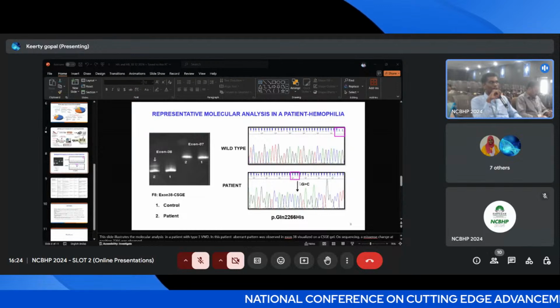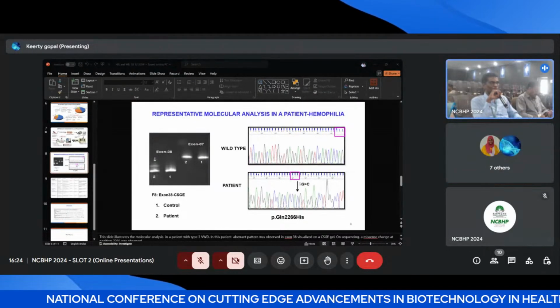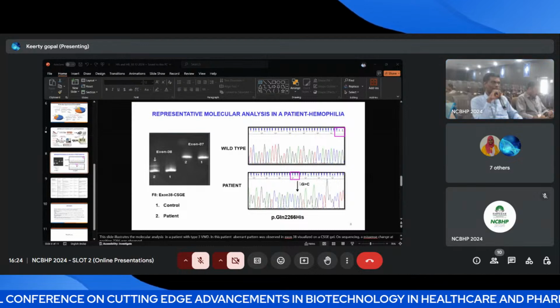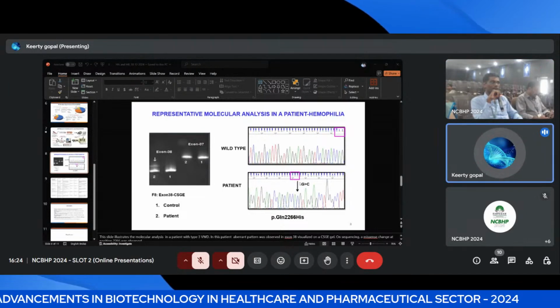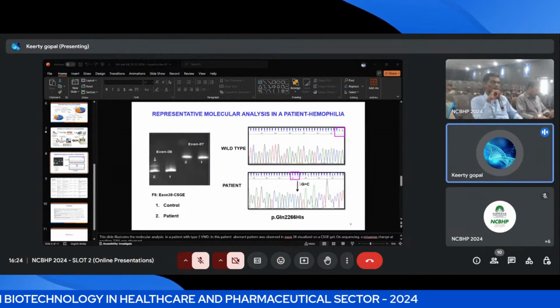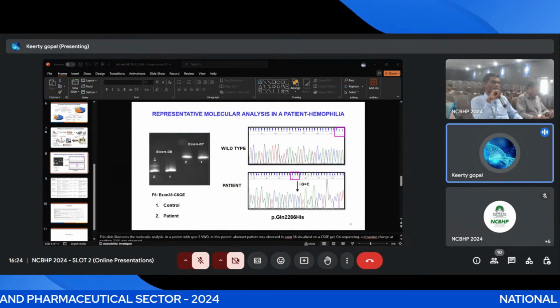So what are the currently available treatment options? Sorry, sir, what are the currently available options? So the currently available option is, first they categorize them as factor VIII or factor IX, and then depending on the levels they administer, like how much recombinant factor VIII or cryoprecipitate is needed, and then they try to support them with that.